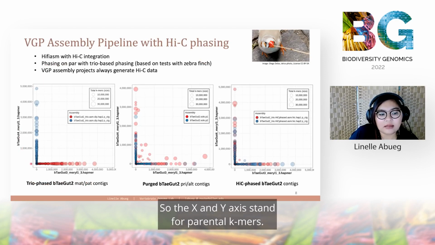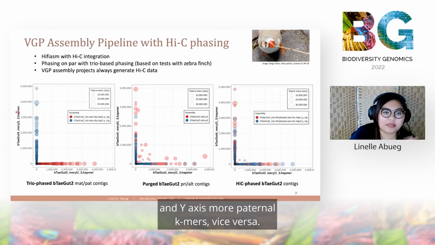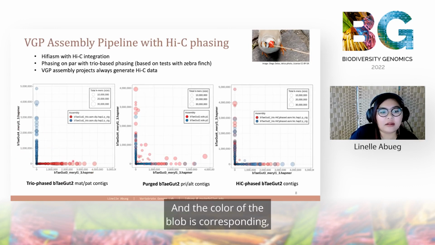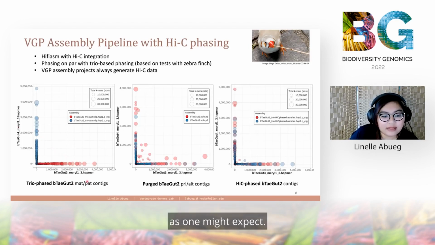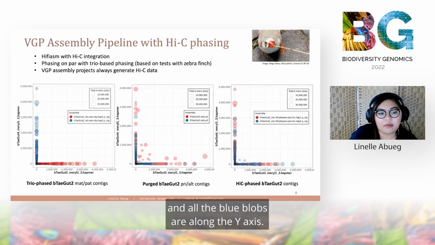So the X and the Y axes stand for parental k-mers. If a blob is closer to the X axis, it has more maternal k-mers, and the Y axis more paternal k-mers, vice versa. And the color of the blob corresponds to the assembly it comes from. So you'll see the trio-based one is very neat, as one might expect. All the maternal, the red blobs, are along the X axis, and all the blue blobs are along the Y axis.